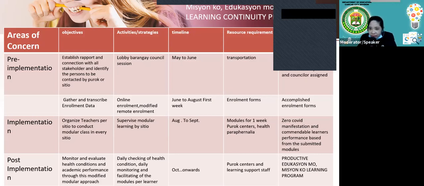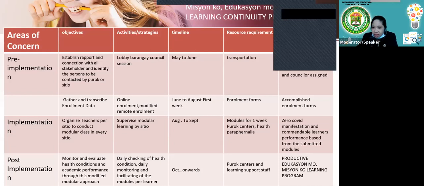Areas of concern I have in here for the objectives: establish rapport and connection with all the stakeholders and identify the persons to be conducted by POROC or sitio. Activities, of course, we need to lobby barangay council session. Timeline is May to June. It's done. I went there and we had a meeting. We had a heart-to-heart talk with the barangay officials.